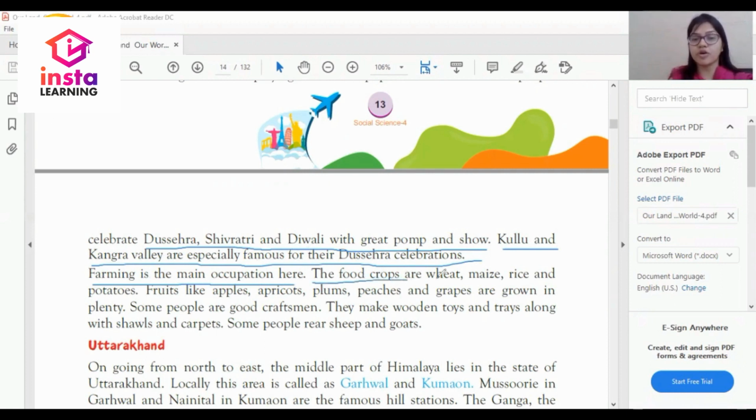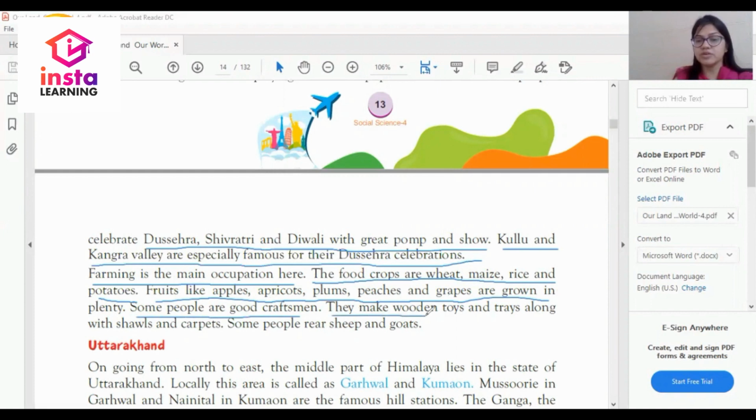The food crops are wheat, maize, rice and potatoes. Fruits like apple, apricot, plums, peaches and grapes are grown in Himachal Pradesh. So some people are good craftsmen.